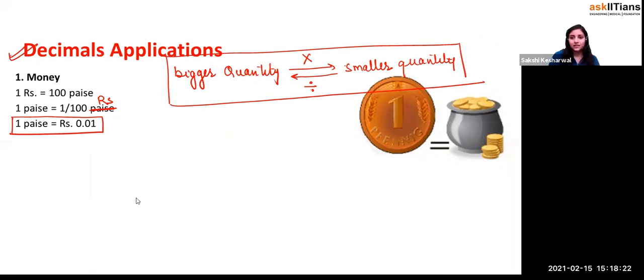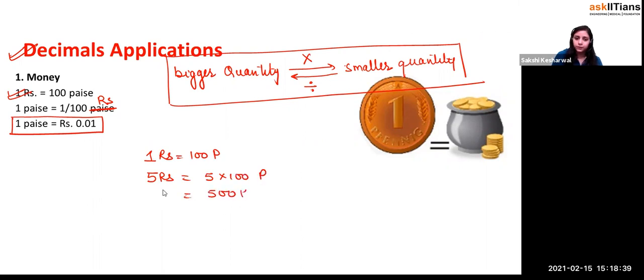So similarly we see this. This conversion you should know: 1 rupee is equal to 100 paise. We write paise as p. So if I ask how much will be 5 rupees, 5 rupees will be 5 into 100 paise, we are multiplying, which is equal to 500 paise, right? Yes or no?